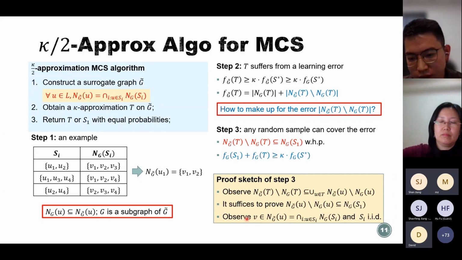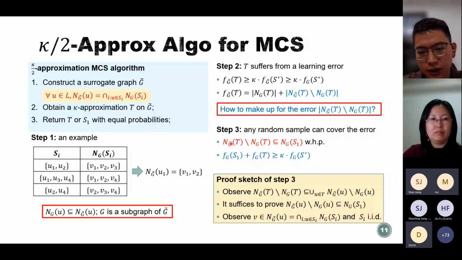Finally, we observe that another way, the error must belong to the intersection of the Si. Since the Si are IID, this means that with high probability V belongs to S1, because it should belong to every Si and the Si are IID. So this is the proof.